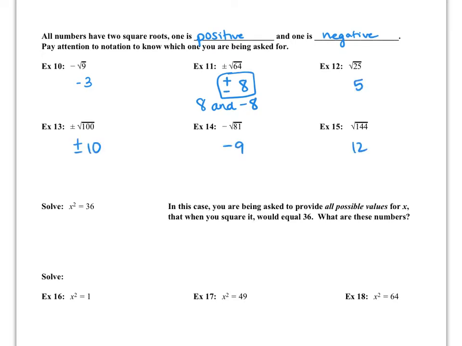And so on these next few examples, this is asking us for the positive square root of 25, which is 5. This is asking us for both square roots of 100, so positive and negative 10. This is asking us for the negative square root of 81, which is negative 9. And this is asking us for the square root of 144, which would be 12.